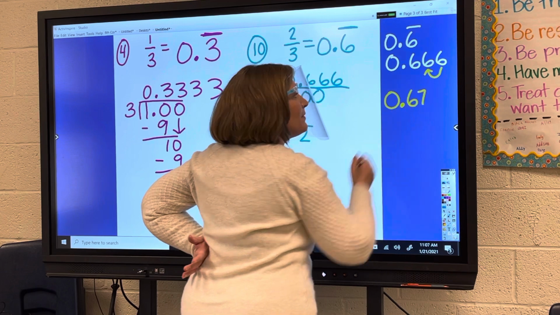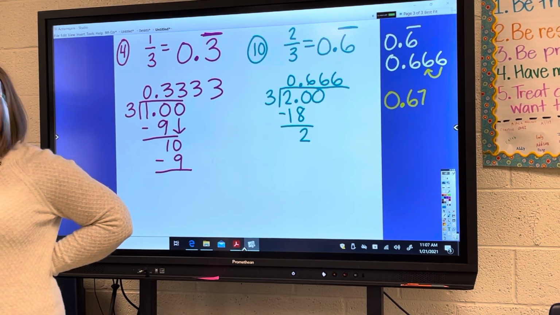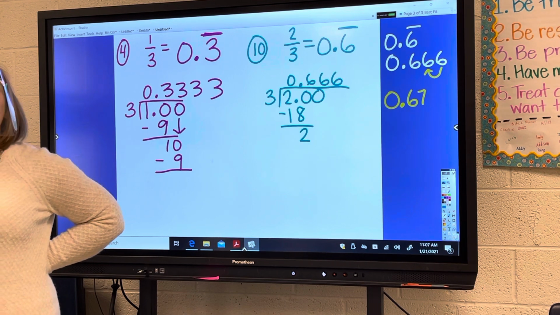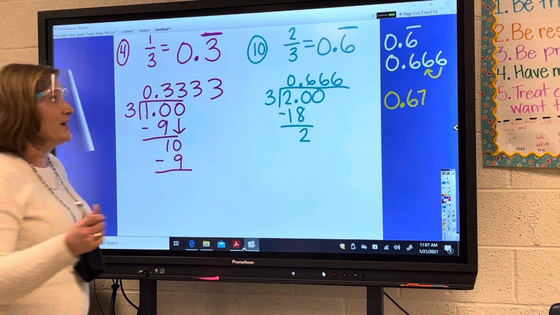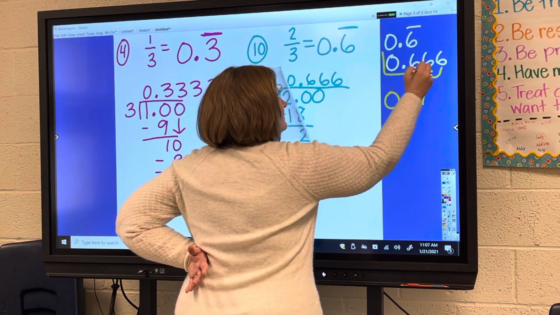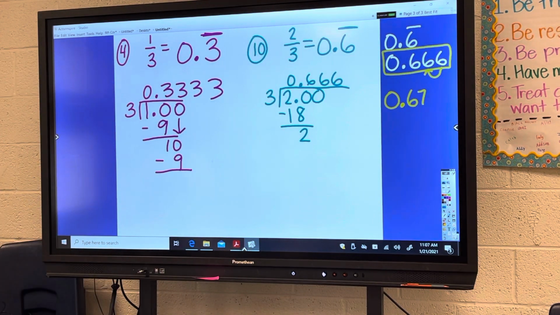So if you were talking about it in terms of money, it would be 67 cents, okay? But if you were typing this into the computer, because you can't put the bar over it unless you write it in, what would you put? 6, 6. Justin can't bring himself to say the next one, can you? 666, okay? Miss Bird doesn't have a problem doing that.